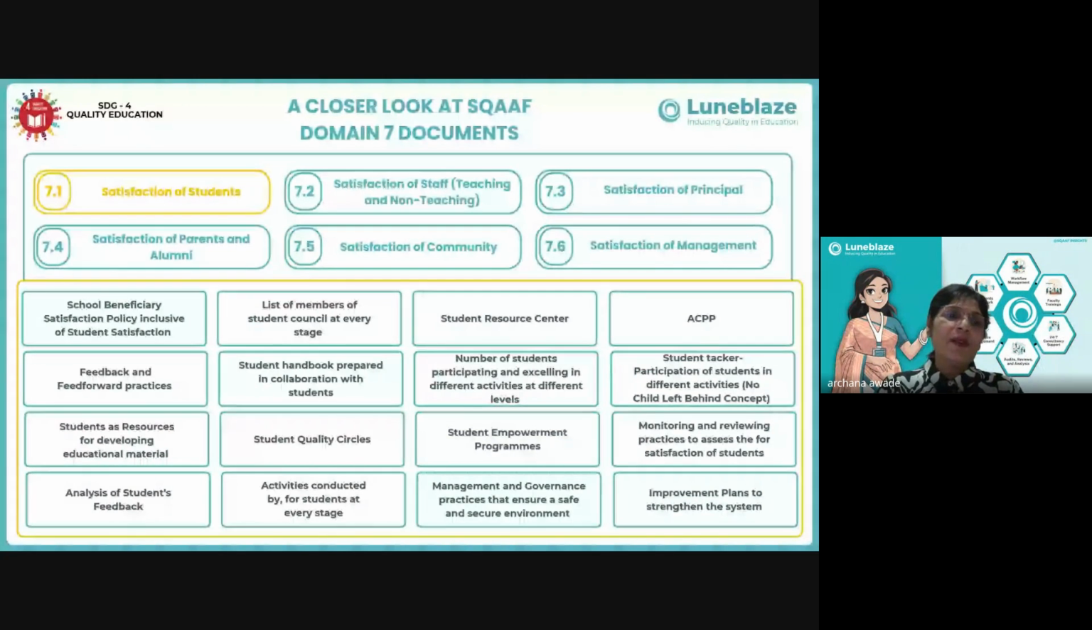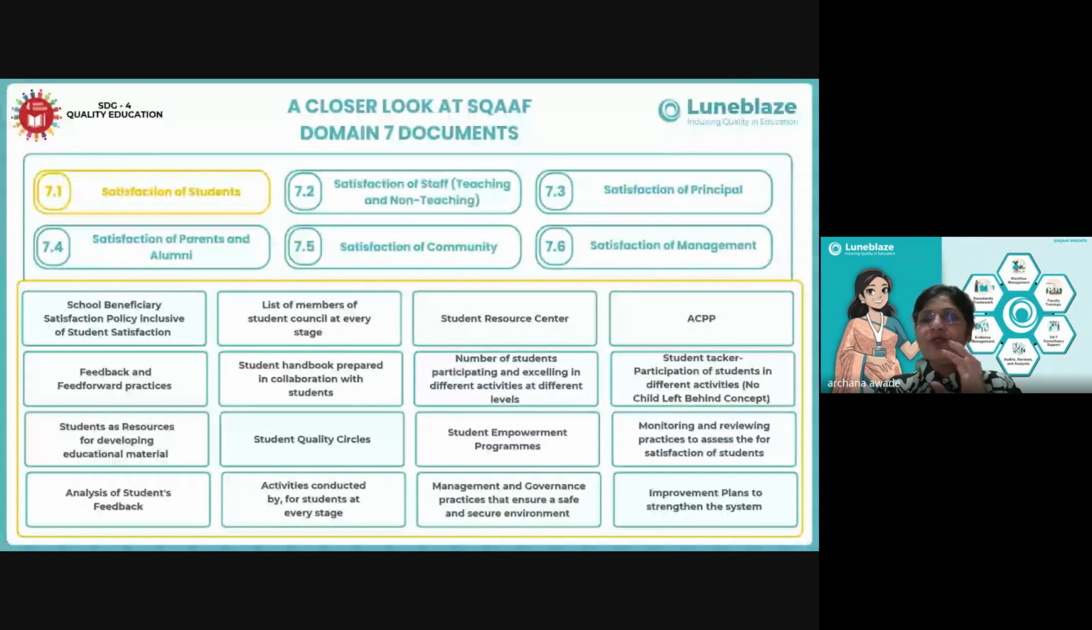So if parents, students, and staff feel heard and valued, then they will stay motivated and connected to the school. So if all these documents related to the satisfaction of all the stakeholders are properly documented, properly maintained in the school, and even monitored and analyzed in a better way, that will help the satisfaction level of all the stakeholders.